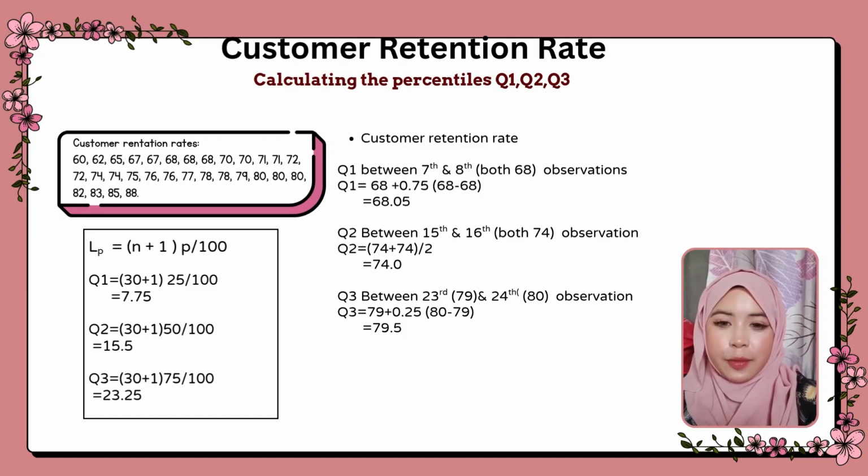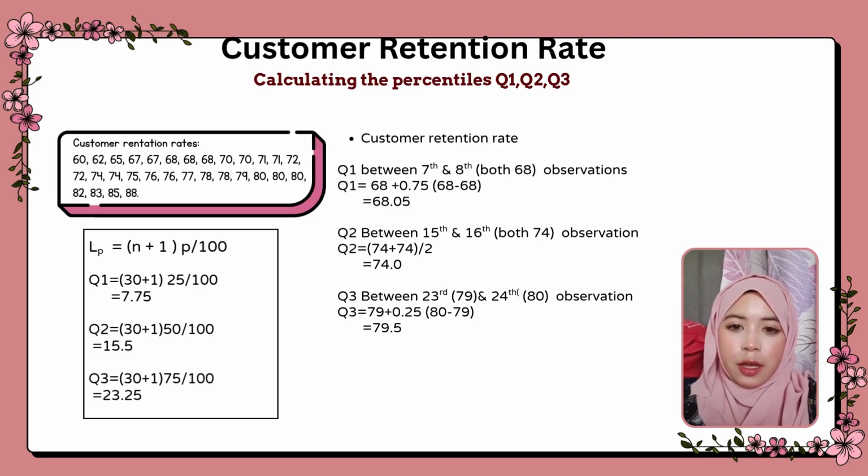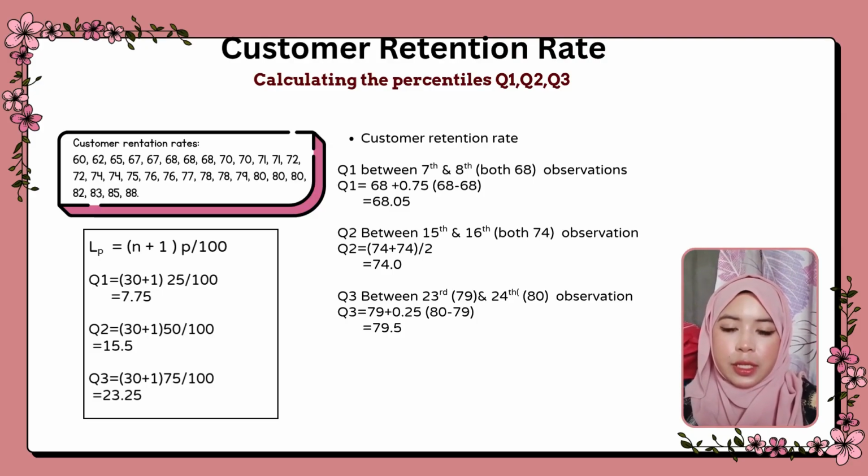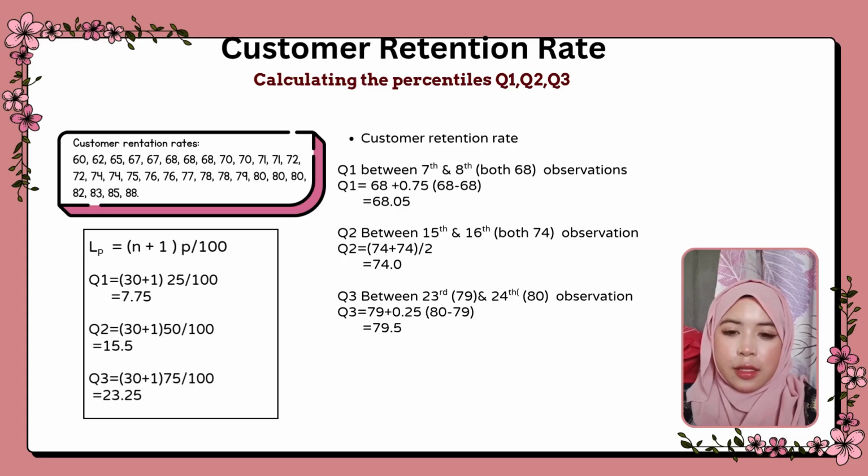Now let's move to the customer retention rates. Let's calculate the observed values for the percentiles. For the customer retention rates, Q1 is between the 7th and 8th observations, which are both 68. So Q1 equals 68 plus 0.75, and we get the answer 68.75. For Q2, it is between the 15th and 16th observations, which are both 74.